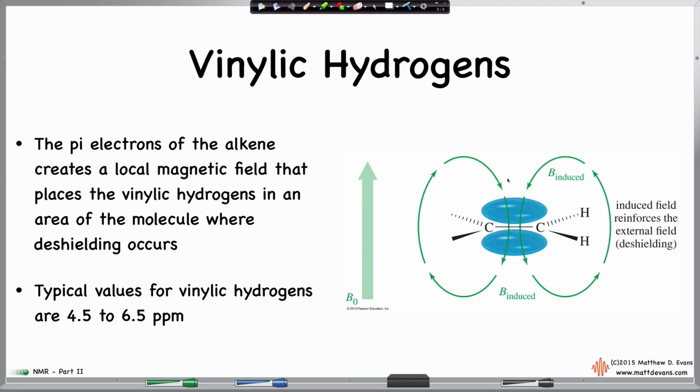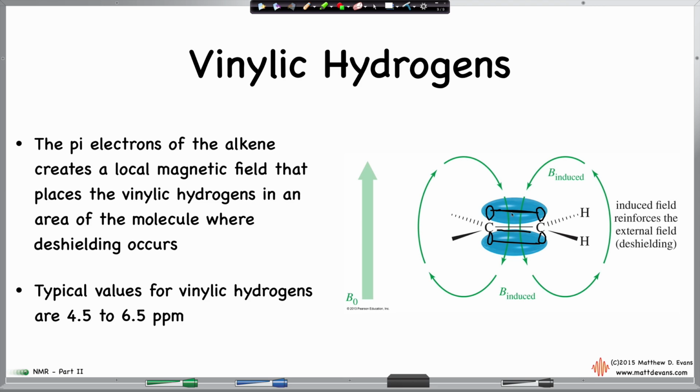Same goes for vinylic hydrogens. So remember, the terminology is that if this is a double bond, anything that's directly attached to one of the two carbons making a double bond is referred to as vinylic. So these two hydrogens are vinylic hydrogens. And in this situation, it's very similar to the aromatic compound. There's electrons. This is a p orbital here. This is a p orbital, p orbital, p orbital. These are sp2 hybridized. So there's electrons above and below. That's the definition of a pi bond.